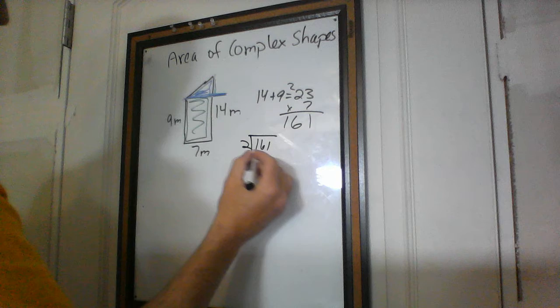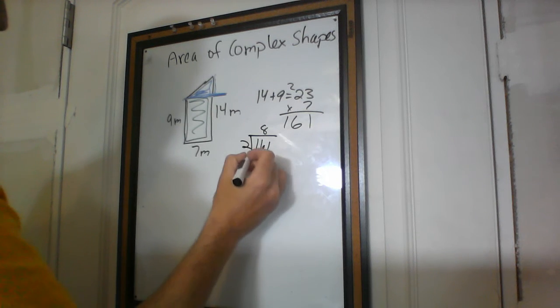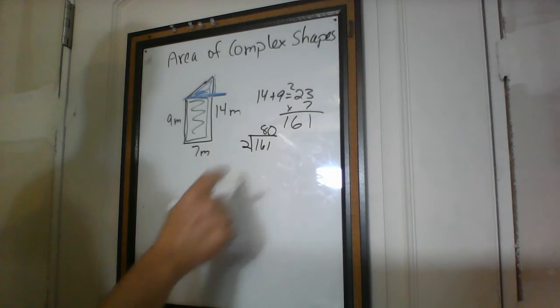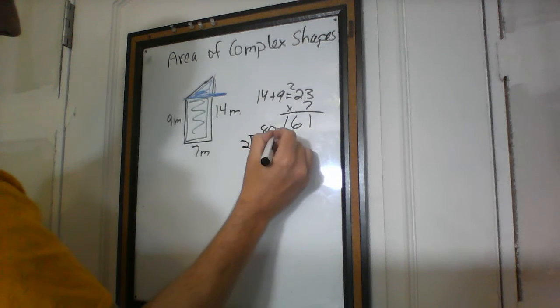161 divided by 2. That goes in 8 times. And 2 does not go into 1. There's a common error. Don't forget that. 2 does not fit into 1. You got to put that 0.